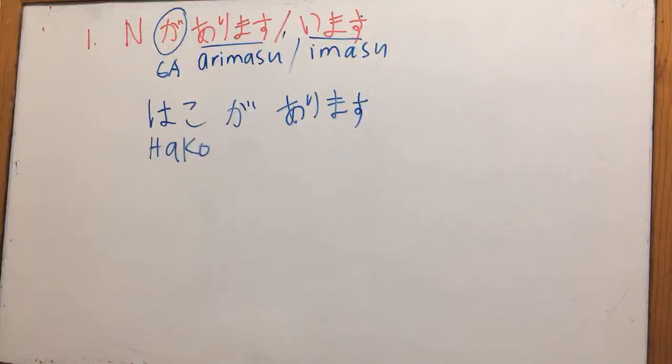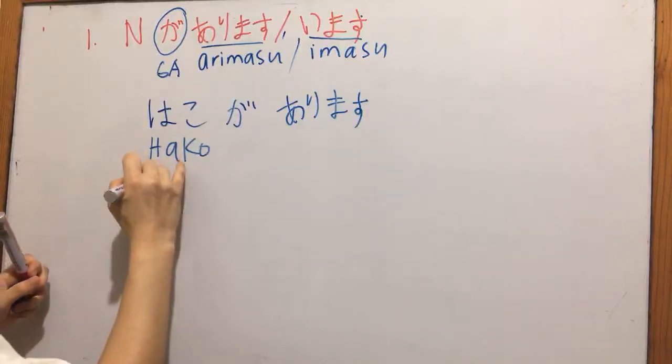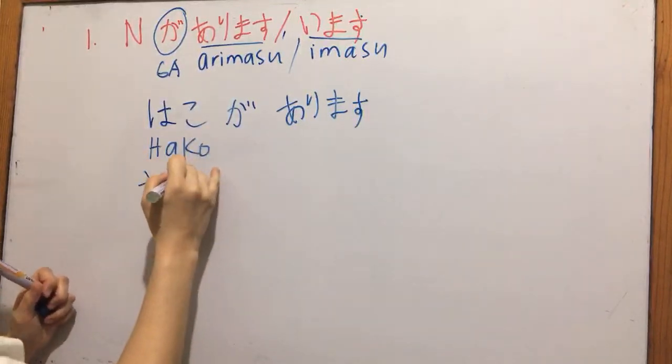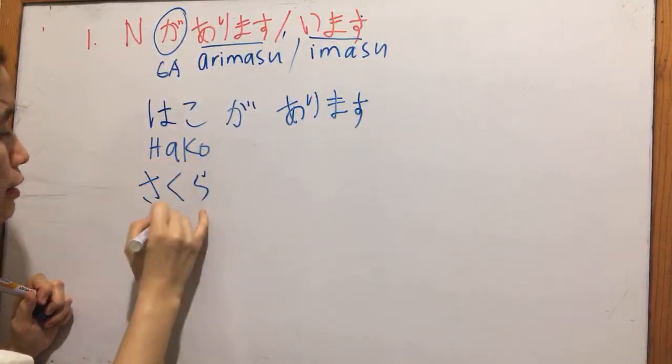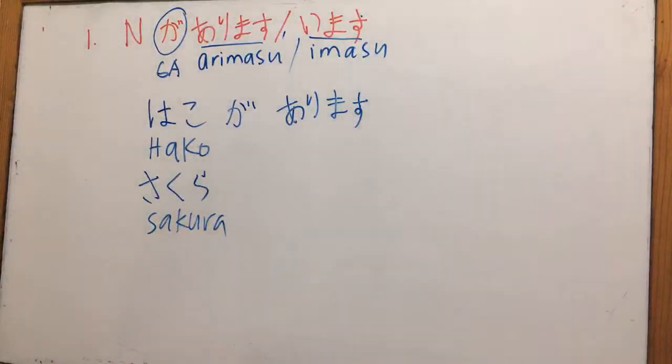What else? We also have sakura. Sakura are cherry trees. Another example, sakura. You just need to put nouns in here. Sakura ga arimasu. There are cherry trees. Park, koen ga arimasu. There is a park. Bara ga arimasu. Bara.